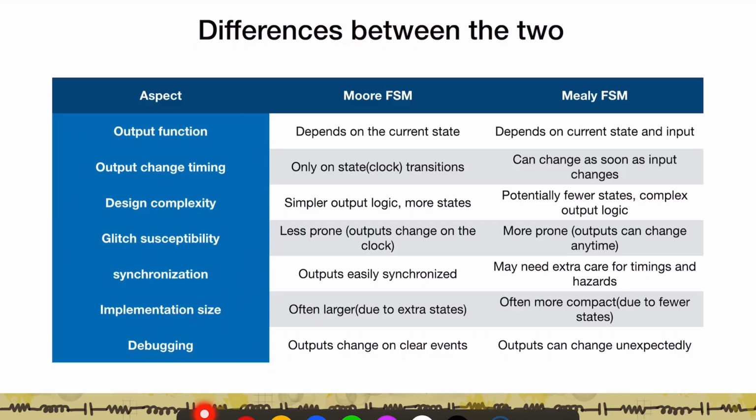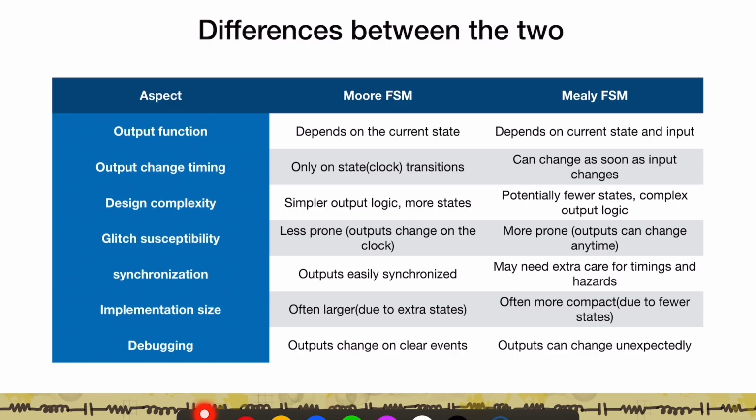Now, what are the differences between the two? So here I've tried to put together most of the differences between the two styles of building FSMs. First one, as we just looked at, is the output function. In the Moore, it depends only on the current state, whereas in the Mealy, it depends on the input in addition to the current state. And that naturally means that the output change timing is synchronized with the clock in the Moore, whereas in the Mealy, it can change depending on the input or the clock, so it's not synchronized.